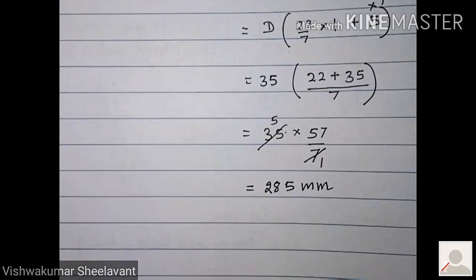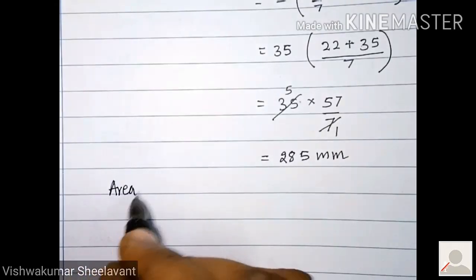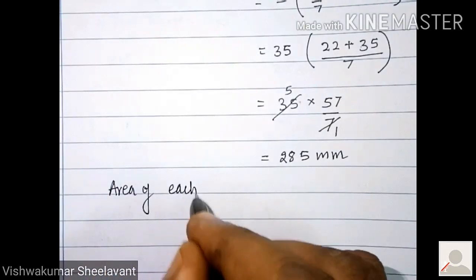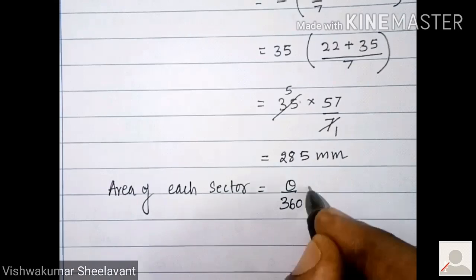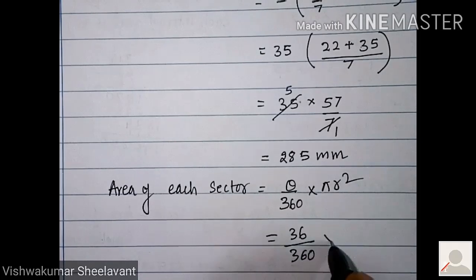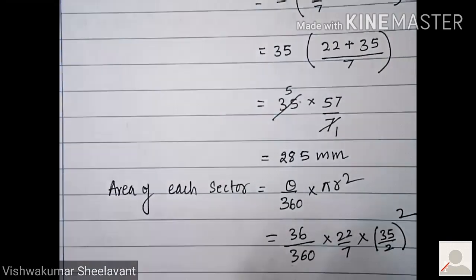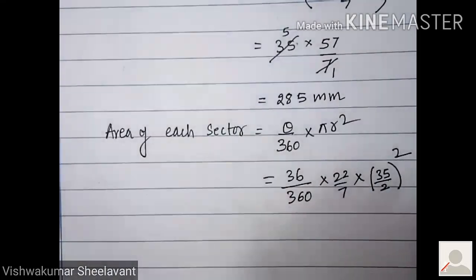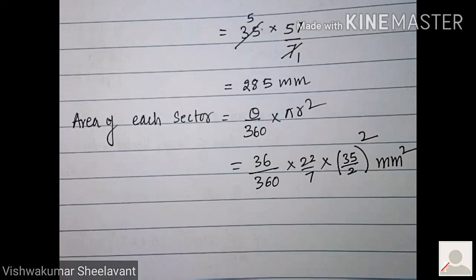Now we have to calculate the area of each sector, equal to theta by 360 into pi r square. That is 36 by 360 into 22 by 7 into 35 by 2 whole square. This will be now in millimeter square. Area will be in millimeter square.